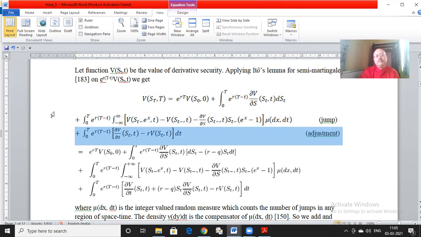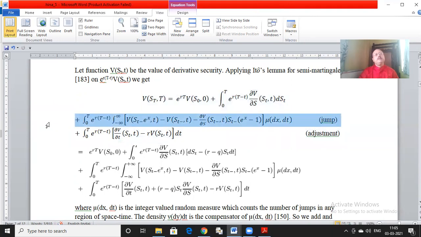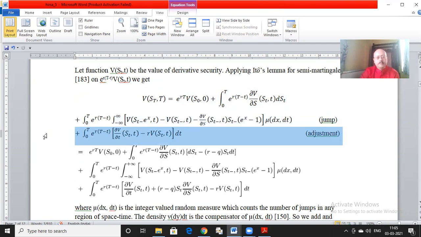So I have the smooth part, I have the contribution of the jump being incorporated in the price, and I then make an adjustment for the mean. So this is how the application of Ito's lemma works here in the context of a jump process.